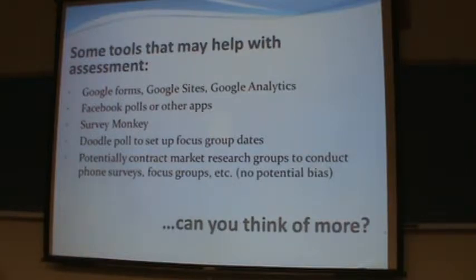And this is just a super short list of some tools that may help with assessment. My library loves Google Forms, so we use Google Forms for everything. You could also create a Google site, use Google Analytics to measure your web traffic. That could be another one of your goals. You find out that nobody in the community knows you even have a website. So you have to get the word out and you can watch how your web traffic increases, decreases, whatever happens. If you have a really popular Facebook community, you could do polls or use other apps to communicate with the community. I know SurveyMonkey is a real popular one. They have a free or a pay version, so keep an eye out for that.